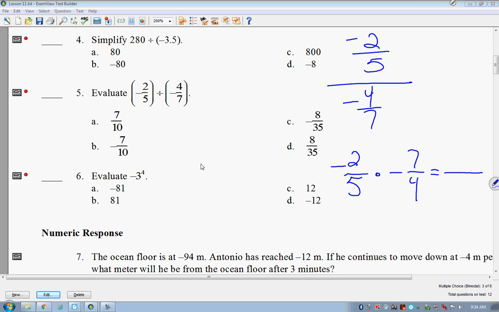Okay? All right, what's negative 2 times negative 7? 14. Okay, what's 5 times 4? 20. Can I reduce 14 20ths? What is that? 7/10. Can I reduce that? No. All right, should get that right there. All right, 7/10. Does this make sense? You understand that we needed to multiply by the reciprocal of the second number, not the first, but the second, what I'm dividing by. Okay?